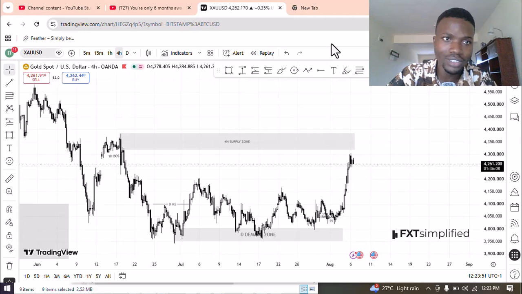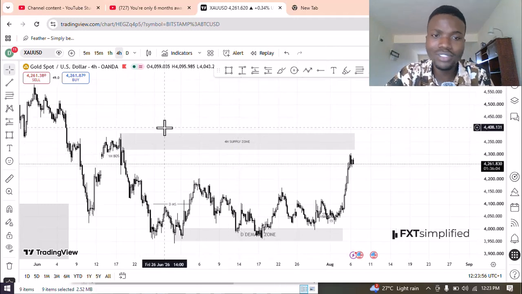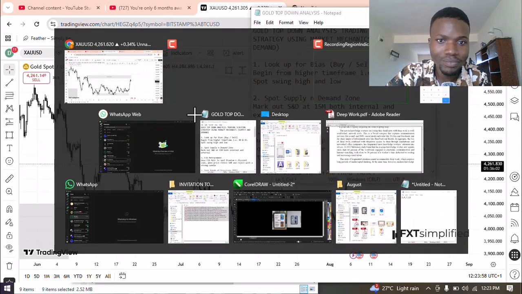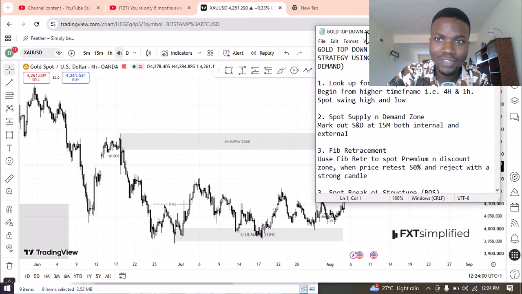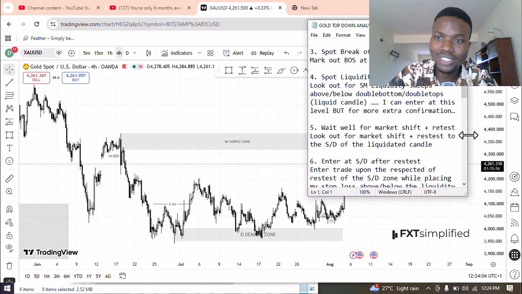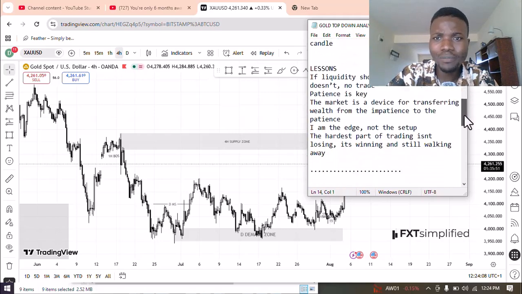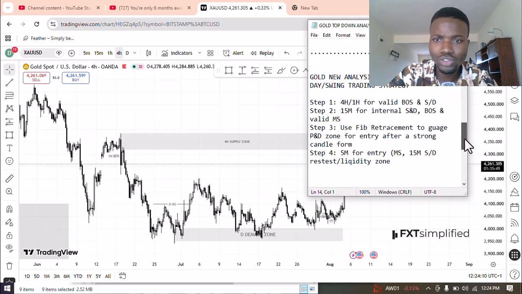my trading system to follow this trade plan very well. So right now I think I need to open my trade setup, right? So this is my trading plan. I actually have two trading plans. So this is the gold new analysis, the day or swing trading strategy.